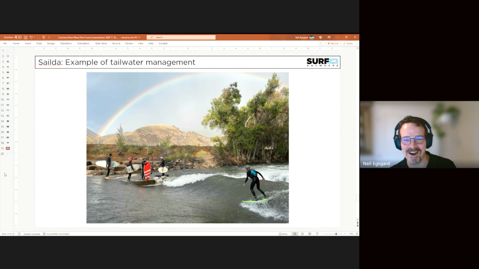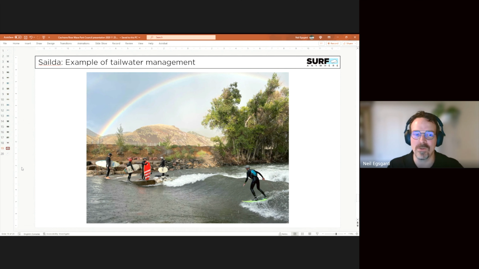And this will be all of you, which I'm very jealous about, in 30 minutes or so, I imagine, or maybe less. So that's it. That's the idea behind simple waves and safe tailwater management.